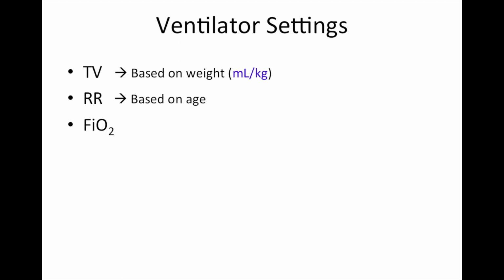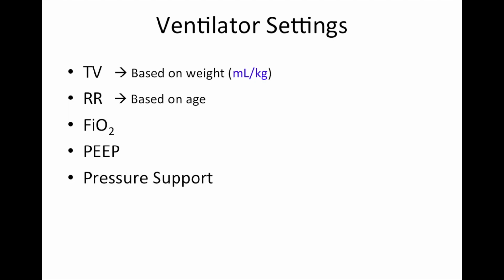Now let's review vent settings, which you will need to know how to report. We talked about tidal volume and respiratory rate being factors of ventilation. Tidal volume is based on weight, and so it's reported as milliliters per kilogram. Respiratory rate, on the other hand, is set based on age. FiO2 and PEEP are factors of oxygenation. We should also report the pressure support.